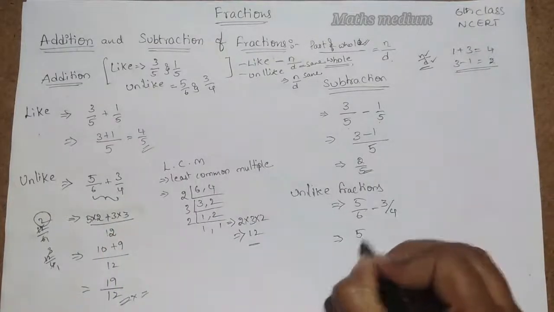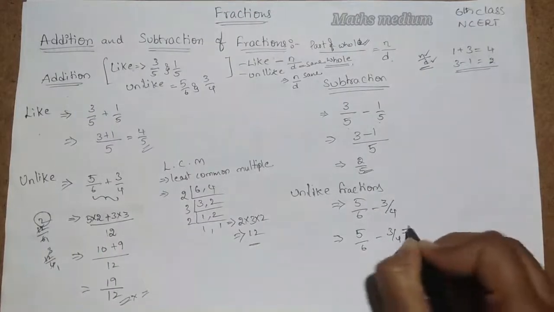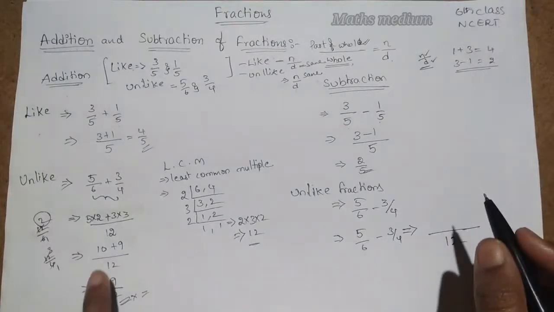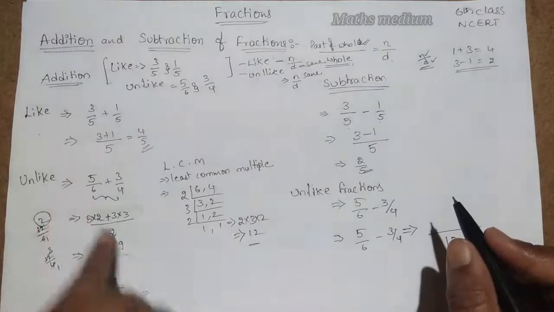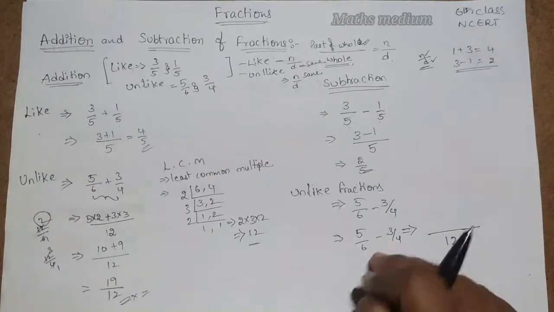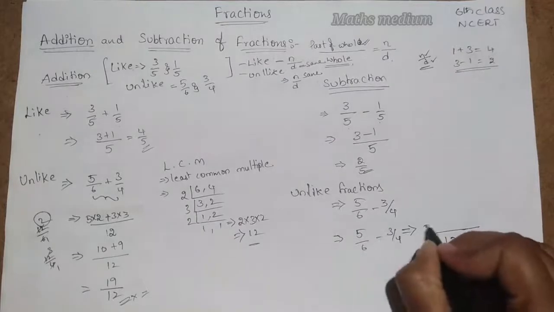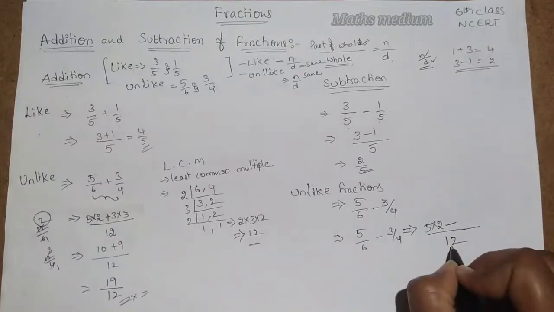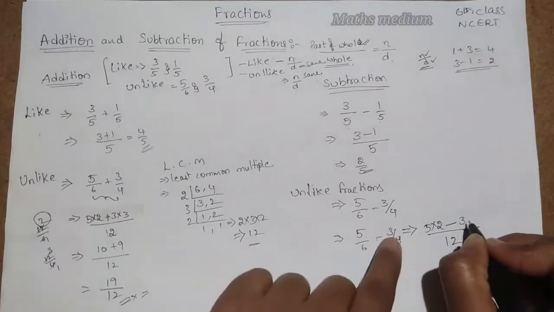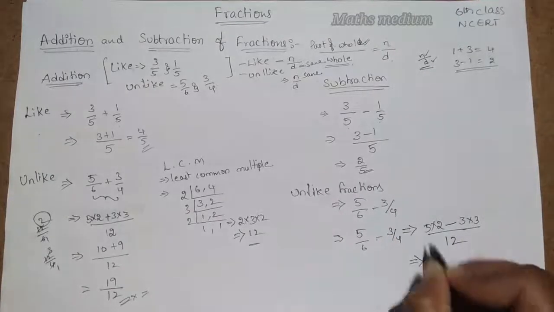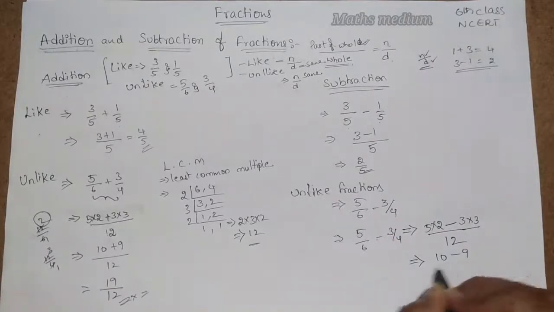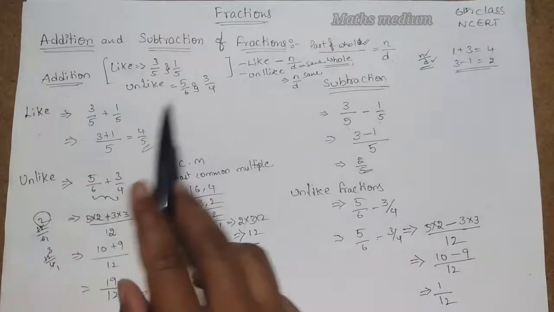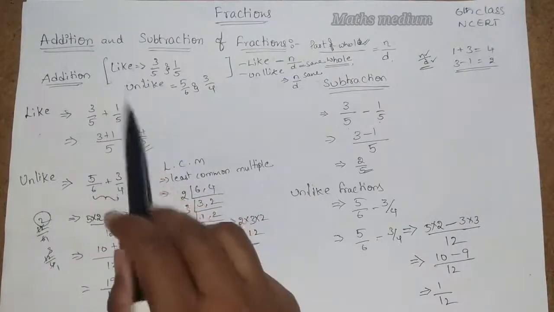Similarly here, 5 by 6 minus 3 by 4. We get the LCM 12 again. The one point to note is that here we are doing addition but here subtraction. So 5 into, how many times does 6 divide 12? 2 times, minus 3 into, how many times does 4 divide 12? 3 times. 5 2s are 10, 3 3s are 9, over 12. So here 1 by 12 is the answer. This is addition and subtraction of like fractions and unlike fractions.